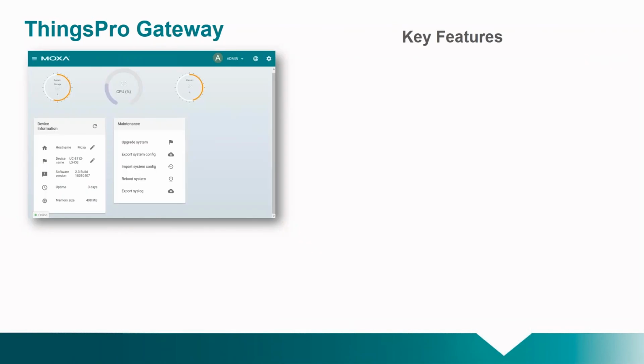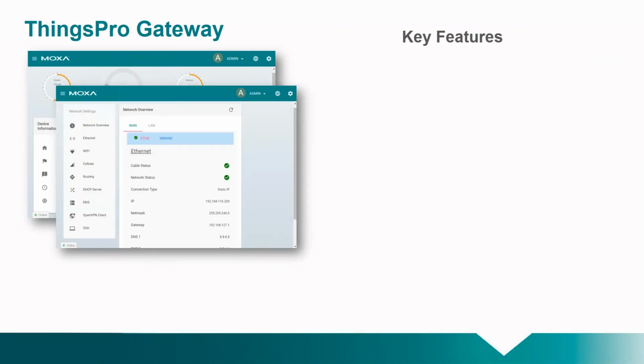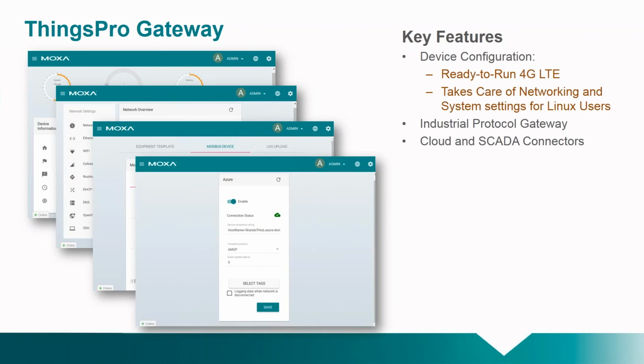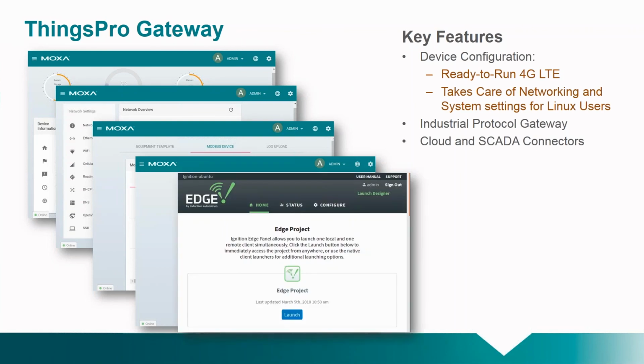Each edge gateway with our ThingsPro gateway installed offers a local web interface for device configuration and setup as well. Here you can see key device information like hostname and software version. You can manage network settings, including cellular and other radio configurations. You can connect to industrial protocols like Modbus and set up and configure cloud infrastructure connectivity, like the connectivity you see here to Microsoft Azure. Finally, you can also configure and provide connectivity to modern SCADA solutions like Ignition through Ignition Edge.